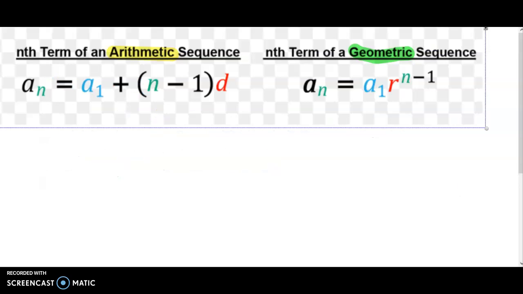So I talked about this in a previous video, one video for each. This is the arithmetic sequence formula over here on the left, and this is the geometric sequence formula over here on the right. So what you're going to do with these problems is determine whether it's an arithmetic or a geometric sequence, and then just write the formula in for the answer. So let's take a look at our first example.